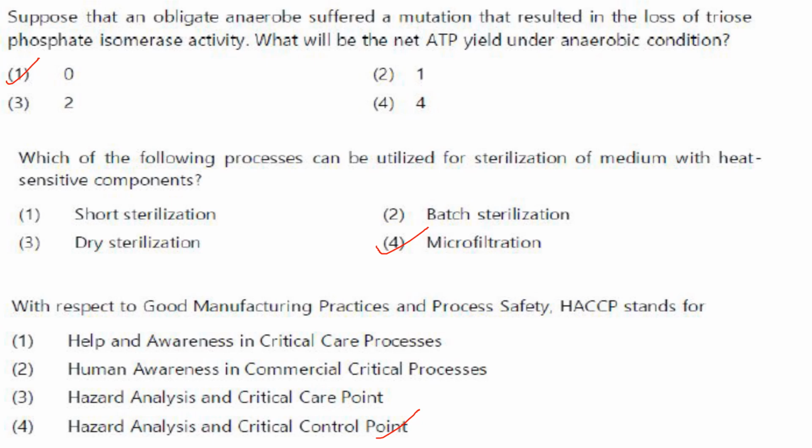Now, if the obligate anaerobe loses the triose phosphate isomerase activity, the glycolytic pathway will be disrupted and the net ATP yield will be disrupted, because in the absence of triose phosphate isomerase, the glycolytic pathway will stall at glyceraldehyde 3-phosphate and subsequent reactions will not occur. So, 0 ATP molecule per glucose molecule will be obtained. Answer is option 1.